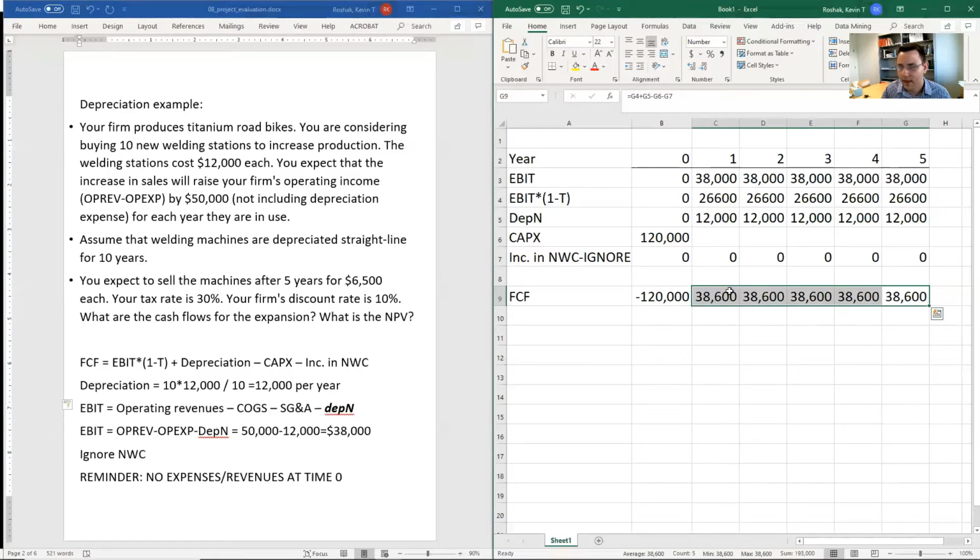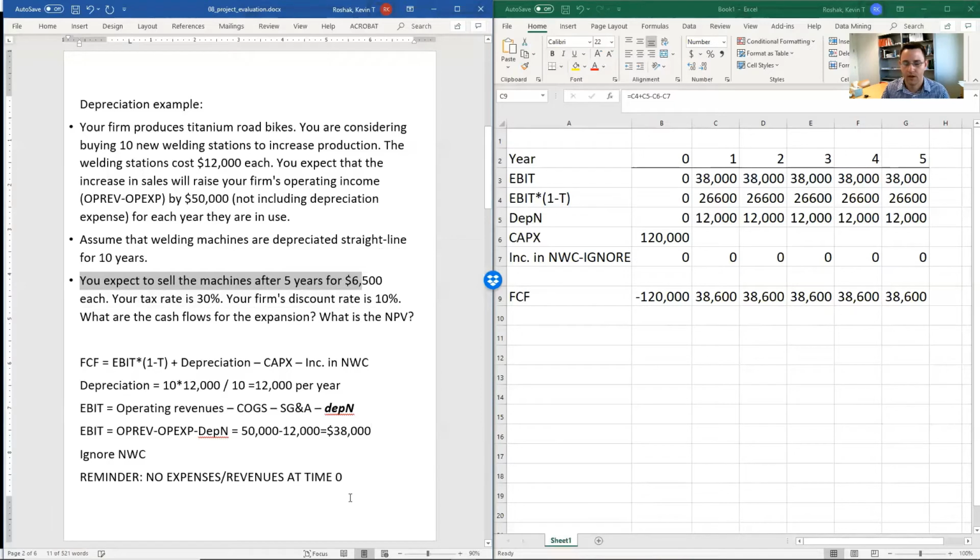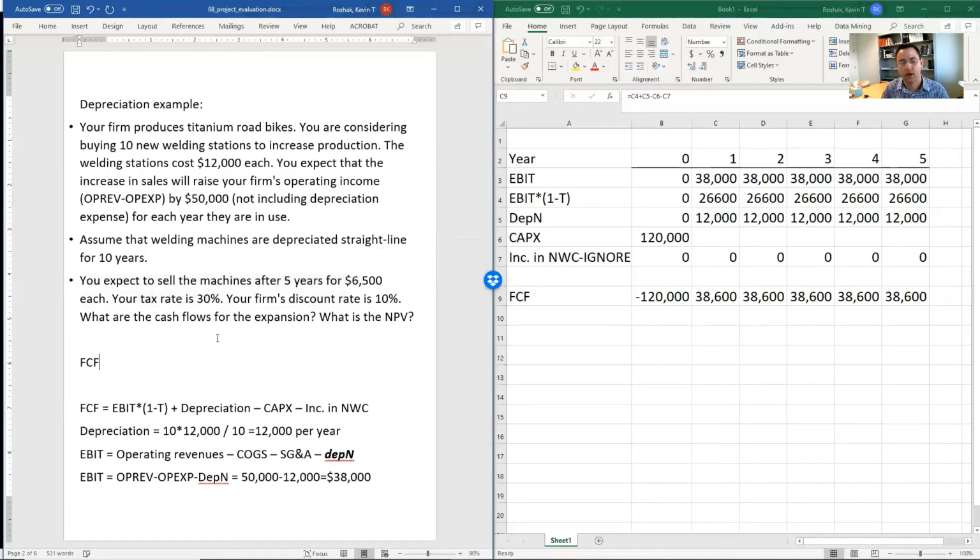We're missing one thing, however, and this is the tricky part of the problem. We're missing the sale of the machines. You're expecting to sell the machines for $6,500 at time 5. Recall how we handle this. When you sell something, what's the cash flow that gets generated? Well, you get the sale price, but then you have to pay taxes on any gain from the sale.